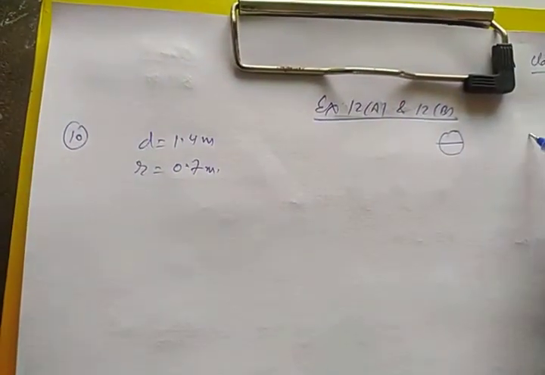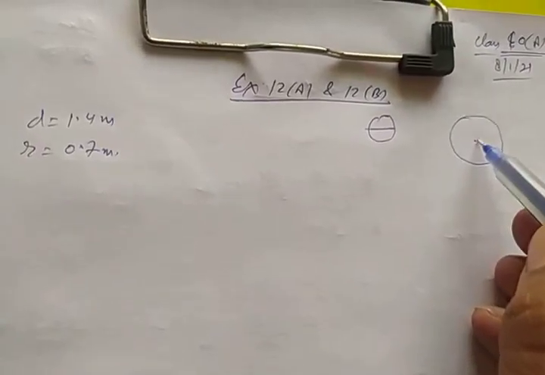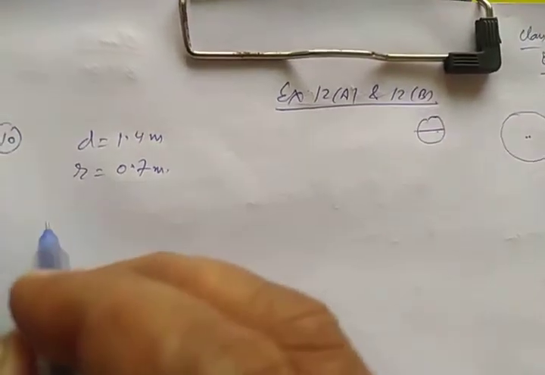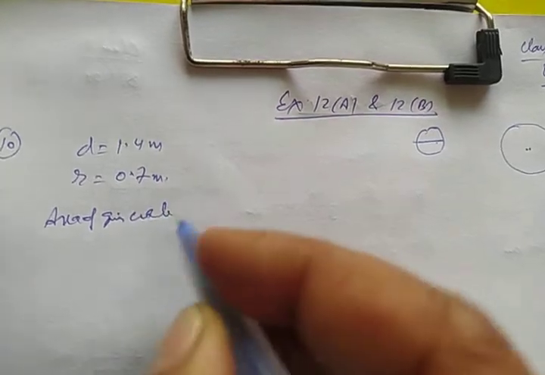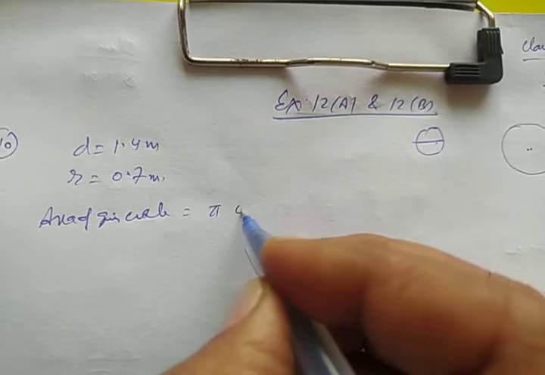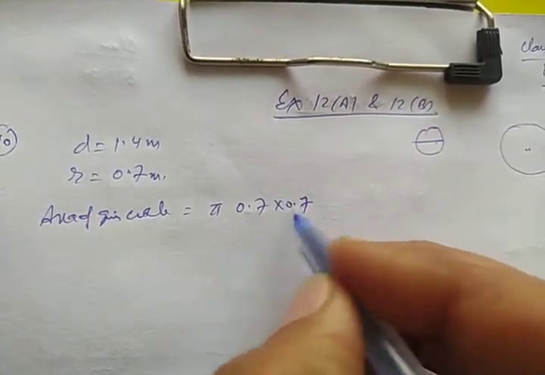And there is another circle, a bigger circle, whose area is 16 times the area of this circle. It means you will have to calculate the area of the given circle. Area of the given circle is equal to pi r square, which means pi into 0.7 into 0.7. You should not calculate this here.